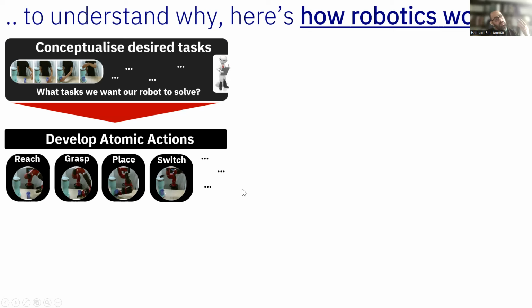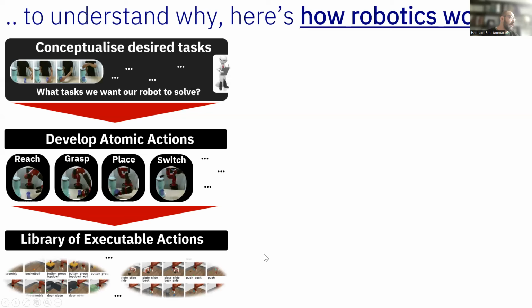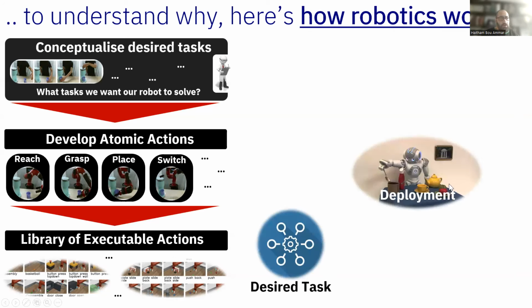Then as the expert thinks about what other tasks they want the robot to solve, they end up with a library of executable actions. So for example, now the robot could press a button or open a door and stuff like that. That's the first thing we typically do in robotics, or robot manufacturers do: they design these atomic actions for us and then ship the robot. Now, given a desired task and the robot itself, the expert again comes and makes use of this library of executable actions to solve the desired task.